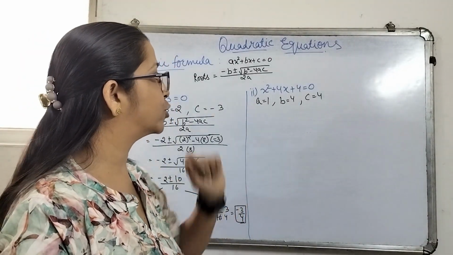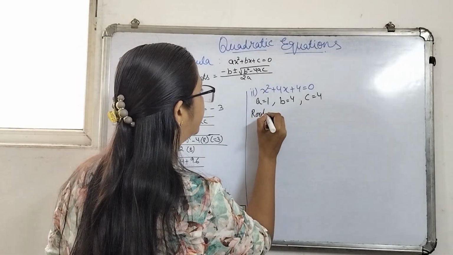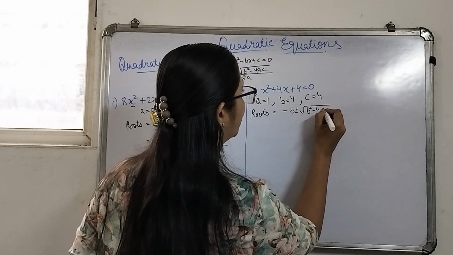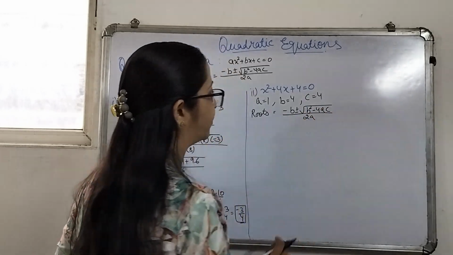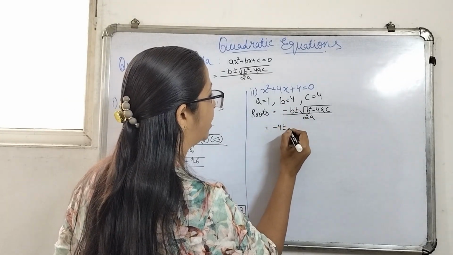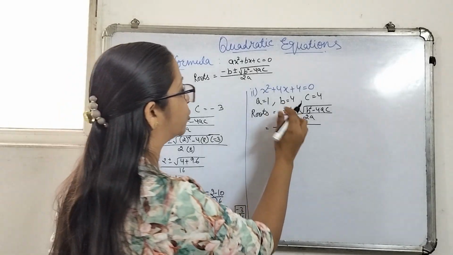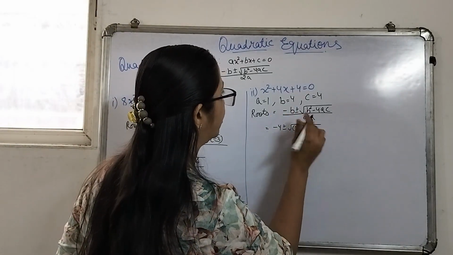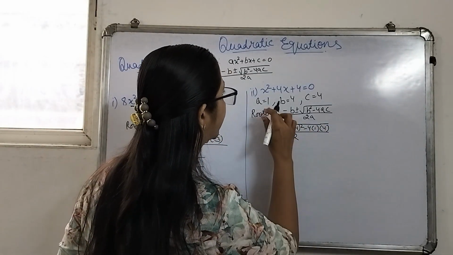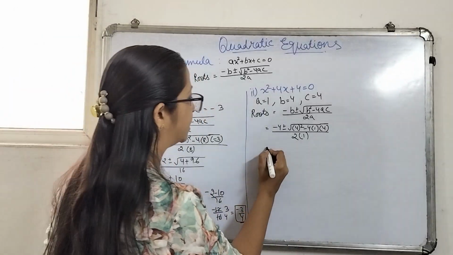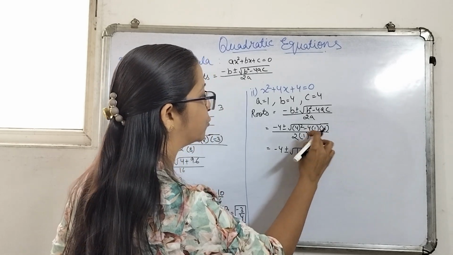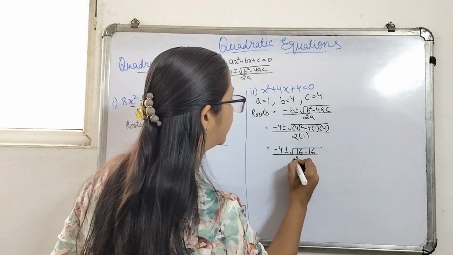Now once we have the values of a, b, c, we can find the roots easily using the formula, that is minus b plus minus root of b square minus 4ac upon 2a. Now putting in the values, the value of b is 4, so it will be minus 4 plus minus root of 4 square, minus 4, the value of a is 1 and the value of c is 4, upon 2a, the value of a is 1. So we can solve it further. Minus 4 plus minus square root of 4 square, which is 16, minus 4 into 4, which is 16, over 2.